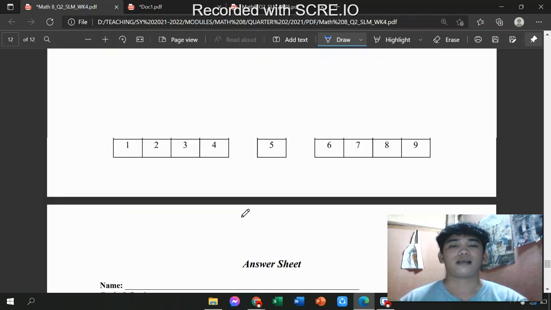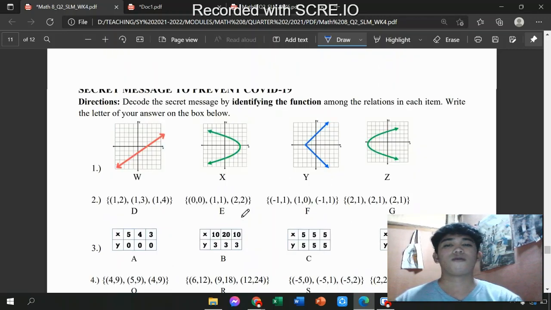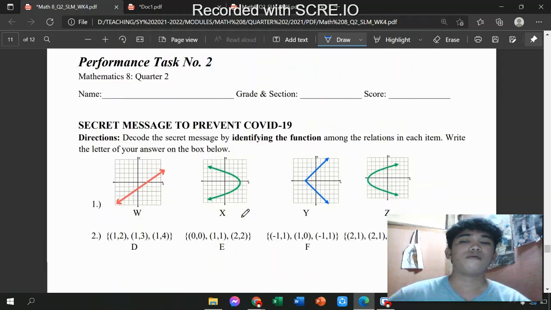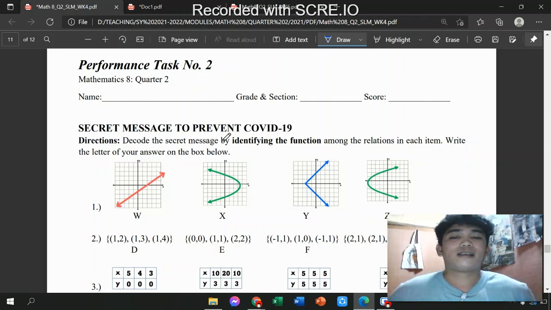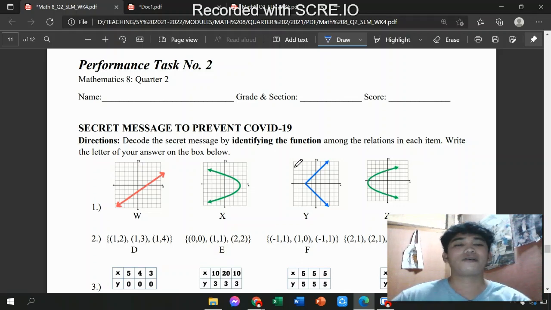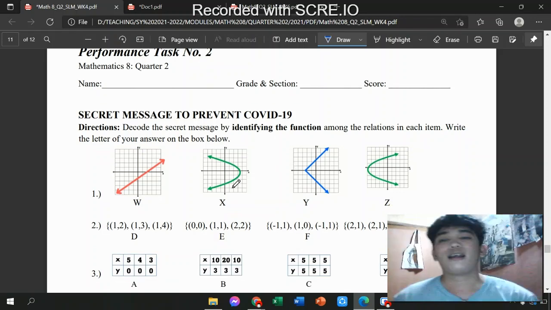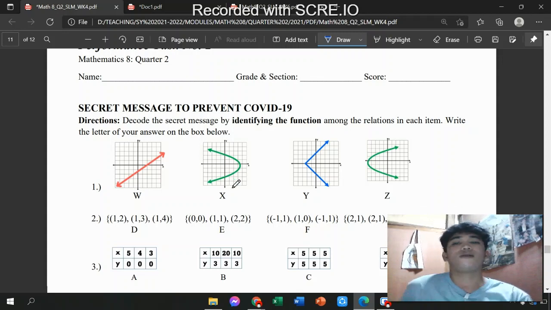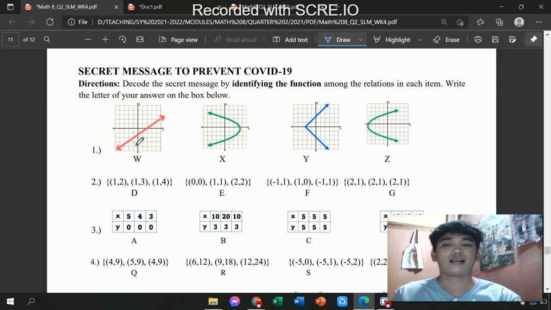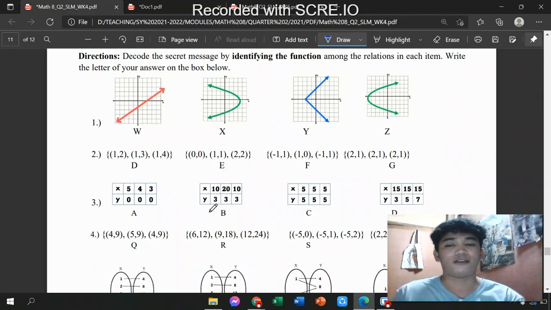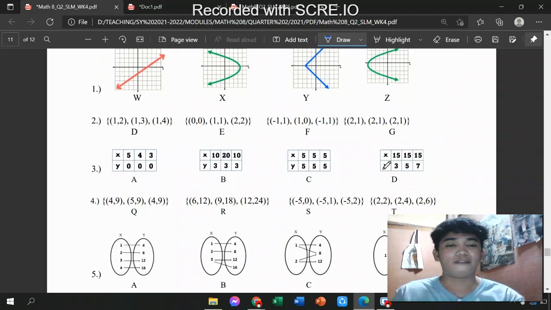Ano ba itong performance task? Dara. So this is your performance task number 2, secret message to prevent COVID-19. So decode the secret message by identifying the function among the relations in each item. Write the letter of your answer on the box below. So in every item, magpili ra mo kung asa ani nila ang function. So number 1, asa nga graph ani ang function. Number 2, asa nga ordered pair ang function. Number 3, asa nga table ang function.